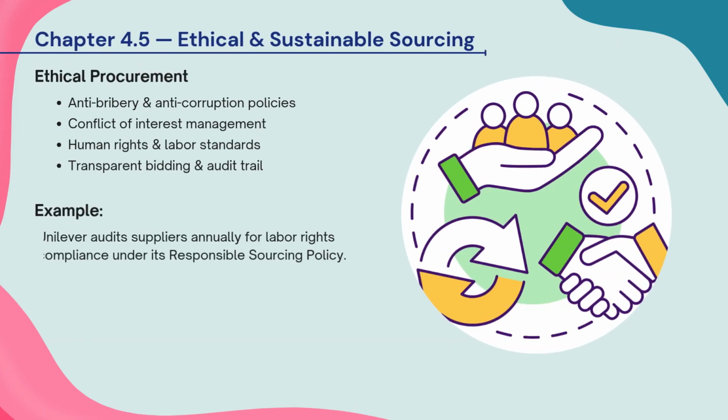This slide covers ethical procurement practices, including anti-bribery and anti-corruption policies, conflict of interest management, human rights and labor standards, and transparent bidding processes. For example, Unilever audits its suppliers annually for labor rights compliance under its responsible sourcing policy, ensuring ethical and responsible supply chain operations.